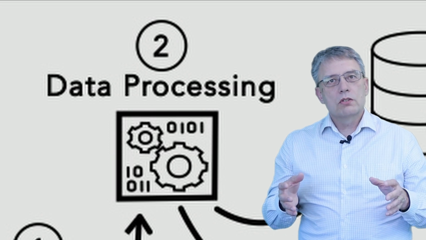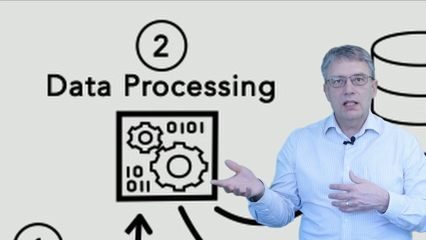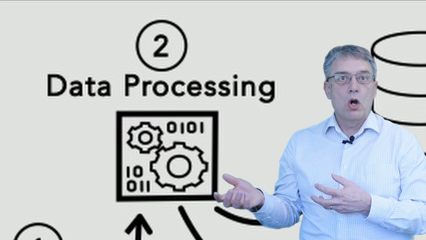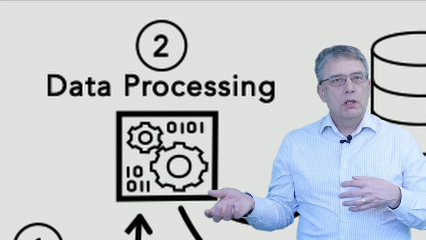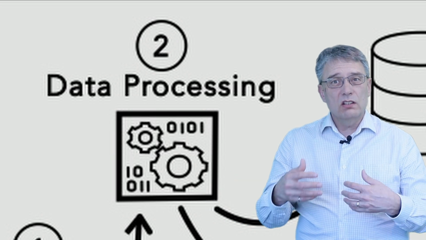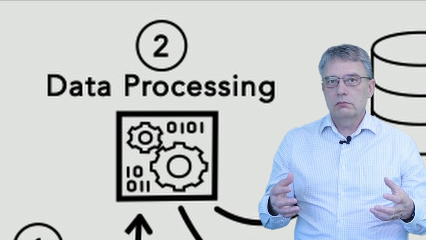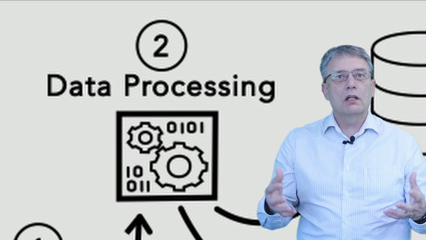In some solutions, this processing can be done at the edge, near the asset being monitored. This is what's called edge processing. But in other cases, this processing is centralized in an IoT platform, either in the data center or in a cloud service.